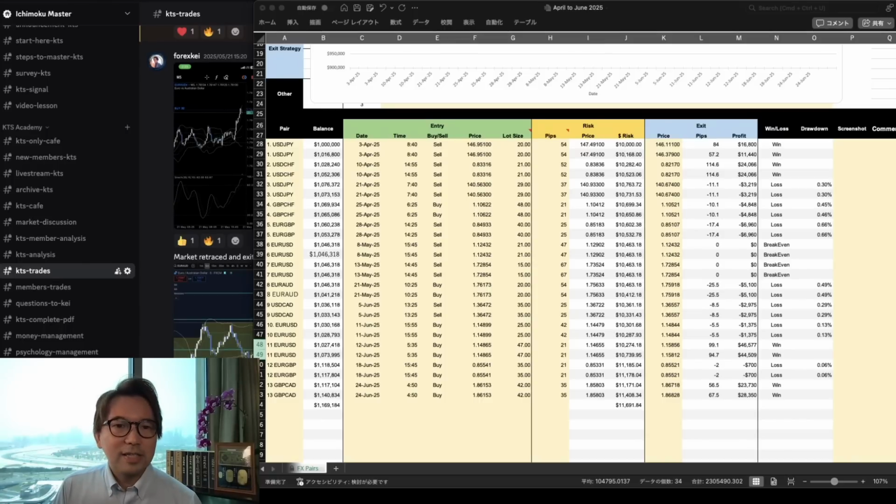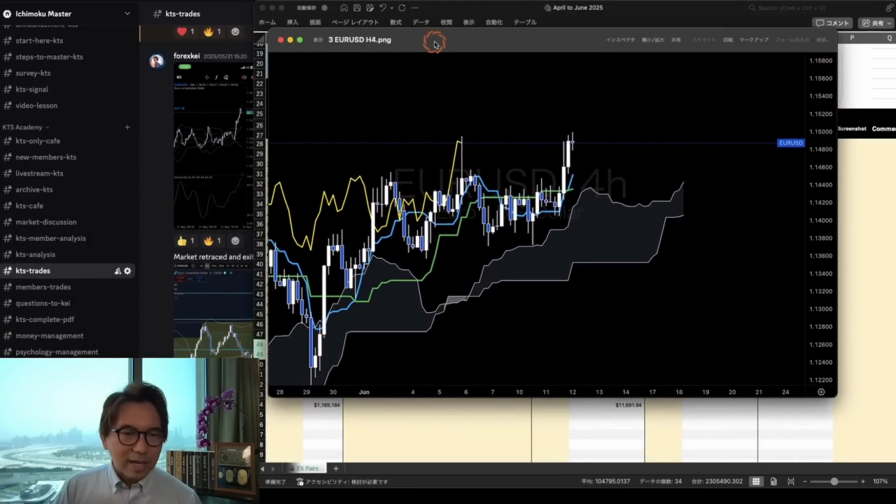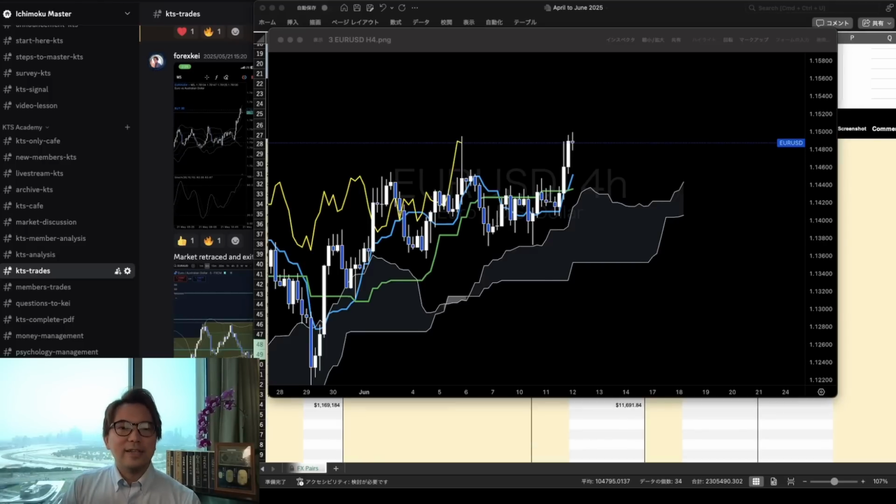Whenever you exit the trades, I recommend keeping the screenshots of the entries and exits, so that you can look back at your trades and analyze your own winners and losers, entry strategies, exit strategies, and you can look back at your psychology also.